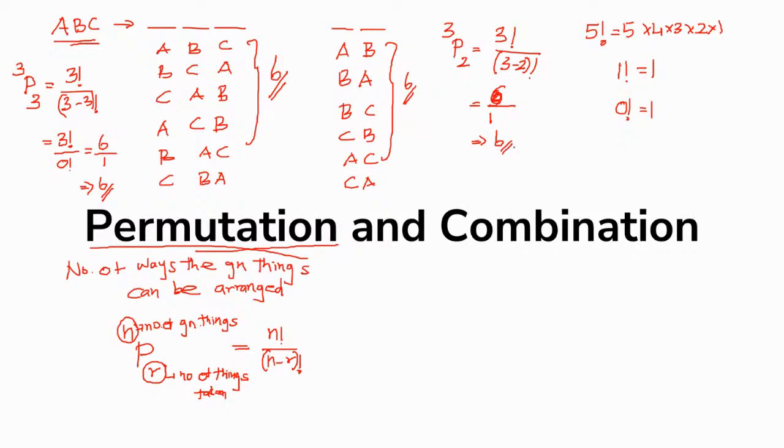Hope you guys are getting this. So, what is permutation? Permutation is the number of ways the given things can be arranged. The formula is nPr equals n factorial divided by (n minus r) factorial. Hope you are clear with this.